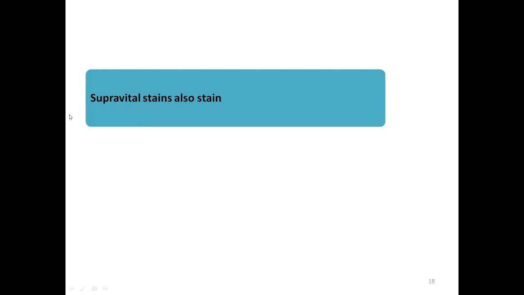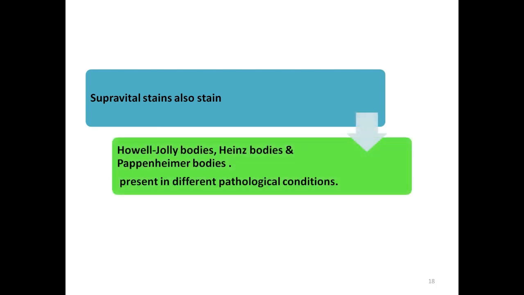Now, as I said, supravital stain you can use for reticulocyte count. But it does not stain only the reticulocyte. It also stains Howell-Jolly bodies, Heinz bodies, Pappenheimer bodies. These are the inclusion bodies which are present in different pathological conditions.